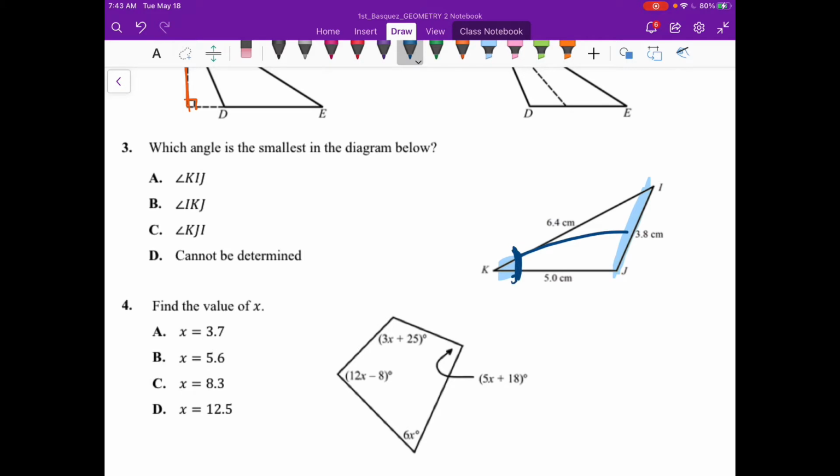Now I have to figure out how to label it. So angles are either going to be labeled with 1 letter or 3 letters. In this case, if this is the letter I'm talking about, I have to make sure I use those 3 letters in that specific order. Starting at I, going to K, ending at J. So I, K, J comes out to be option B in this case.